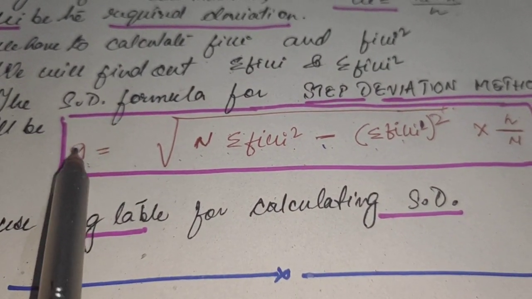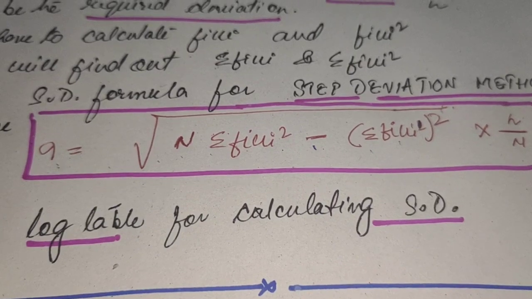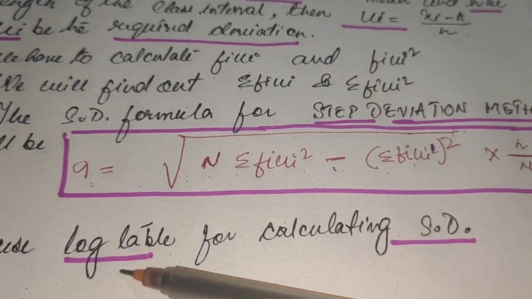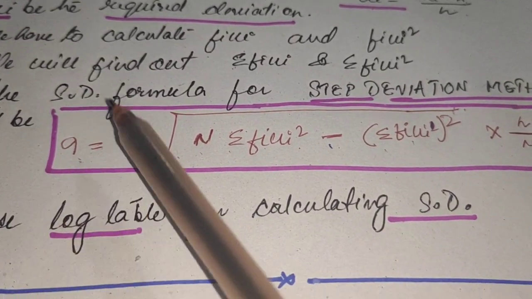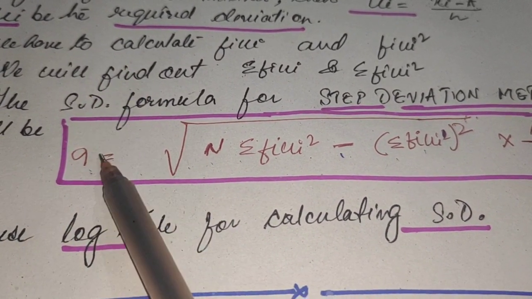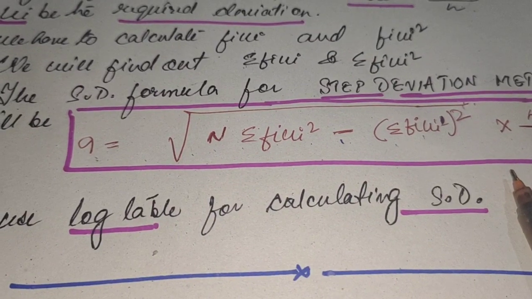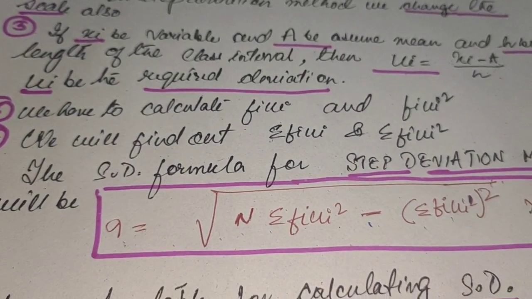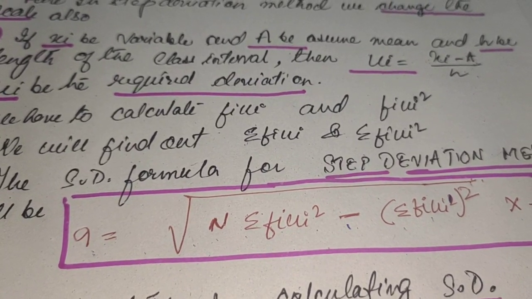As you know, no calculator is allowed for final year exams, so you will be provided a log table. So we have to calculate sigma or standard deviation using the log table. Okay, so this is the preface, whatever we have to do for calculating standard deviation.